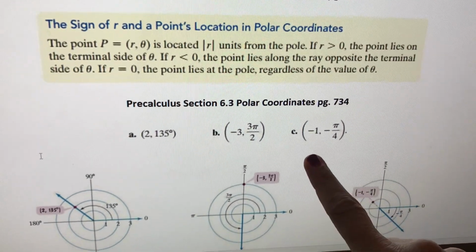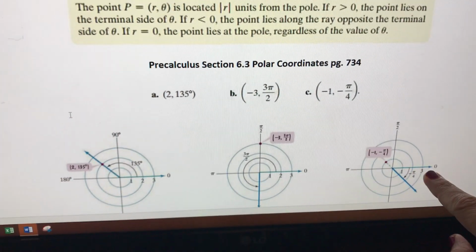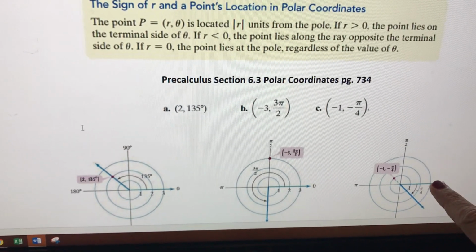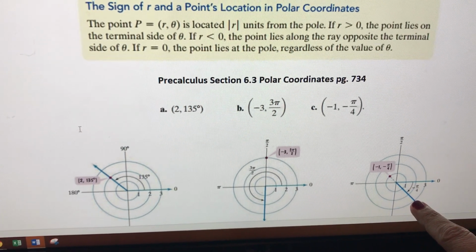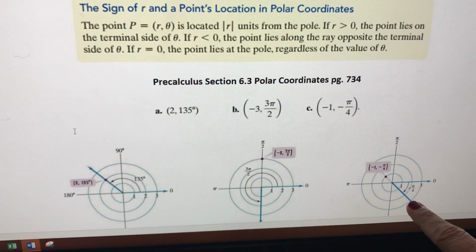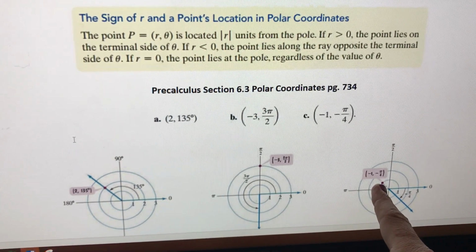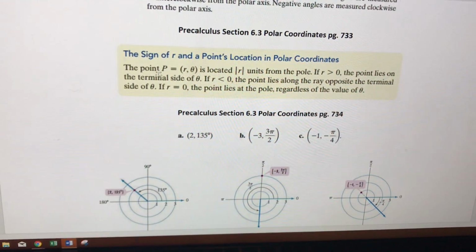Now, if both R and the angle are negative, we go clockwise from that polar axis, and that point lies on the opposite side of the terminal angle. Good stuff.